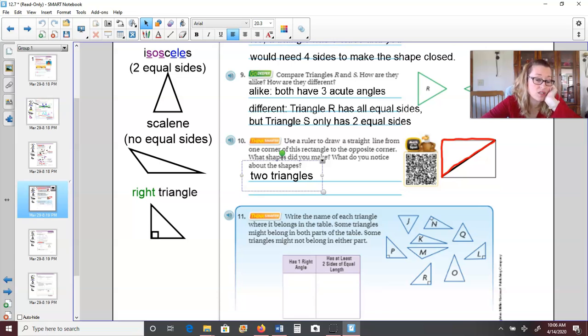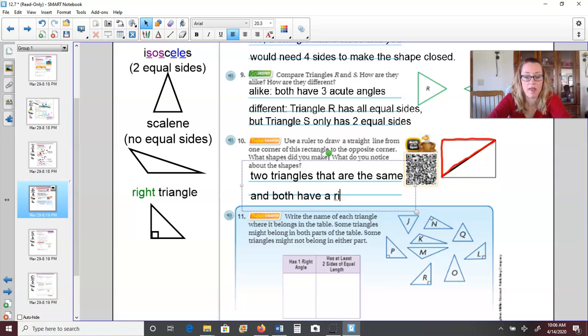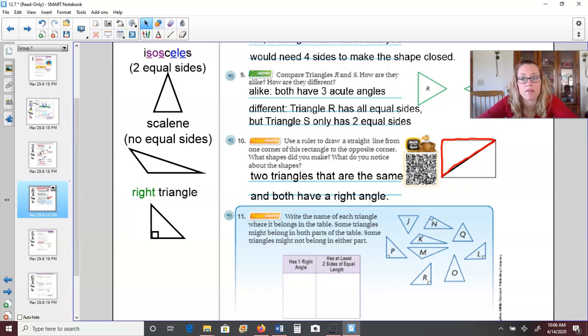The triangles actually are exactly the same if we were to lay them on top of one another. They're just kind of turned differently right now. So we made 2 triangles that are the same and both have a right angle. This top corner here is a right angle, and then the bottom corner of that triangle is a right angle. So they both have one right angle.